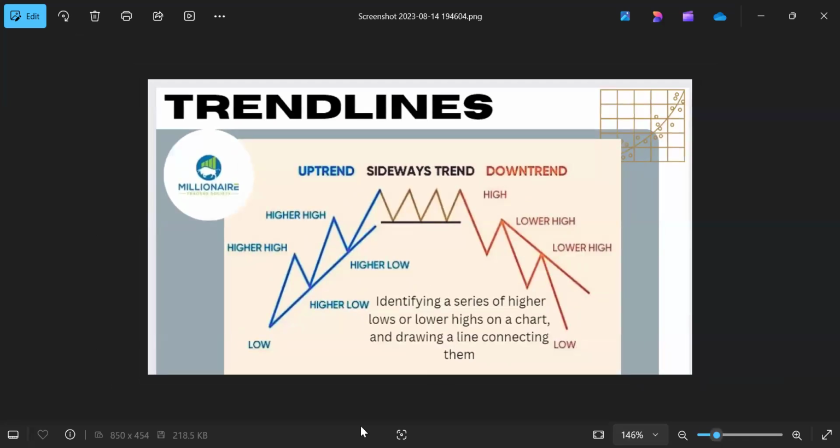Does everybody have their own favorite pair that they like to trade, or are you still just trying to get your feet wet and seeing what sticks?